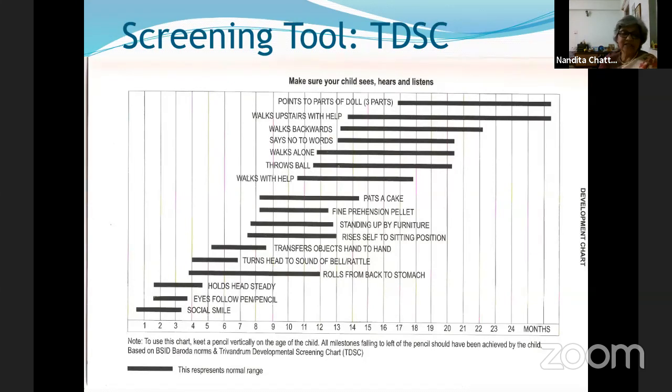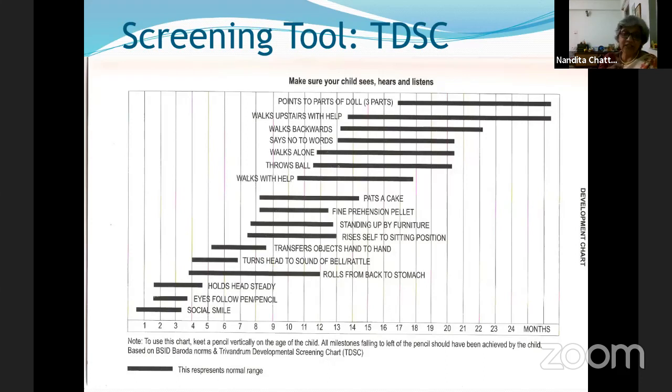What do we see here? We see some black bars. These bars indicate the age range when that particular activity is attained. Like the first one is social smile, and it ranges from around 2 weeks of age to 3.5 months. So a child should develop social smile between this range. And below you see numbers 1 to 24, which indicates the age. It is a very simple process. As I said, there are 17 activities across all 4 domains.